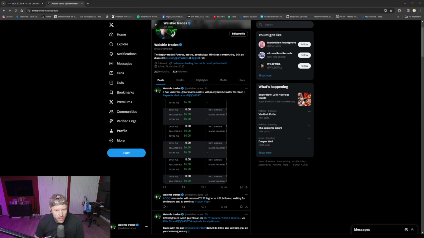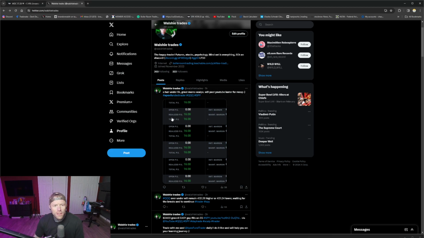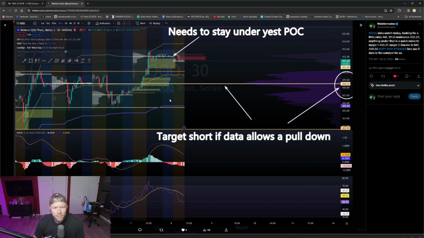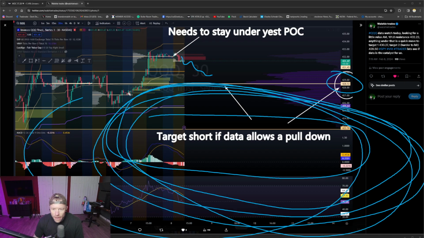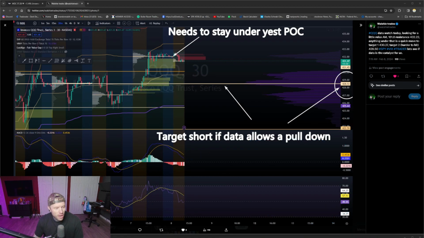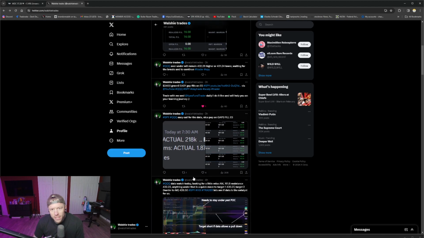Let's get into the X. On the old Twitter X here, I posted an idea for the news. What I wanted to see was the 30-30 stay under this POC, which is yesterday's 30-minute Qs POC, and then we can start breaking down and come back down to 428.53. That's only if target short, if data allows a pull down, right? We had jobs data and a couple of little mints up today, and that was trade plan numero uno, and that one did not go through.